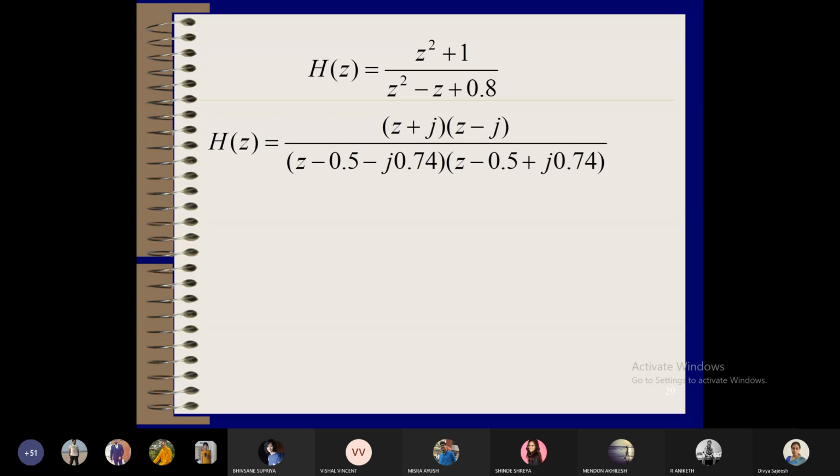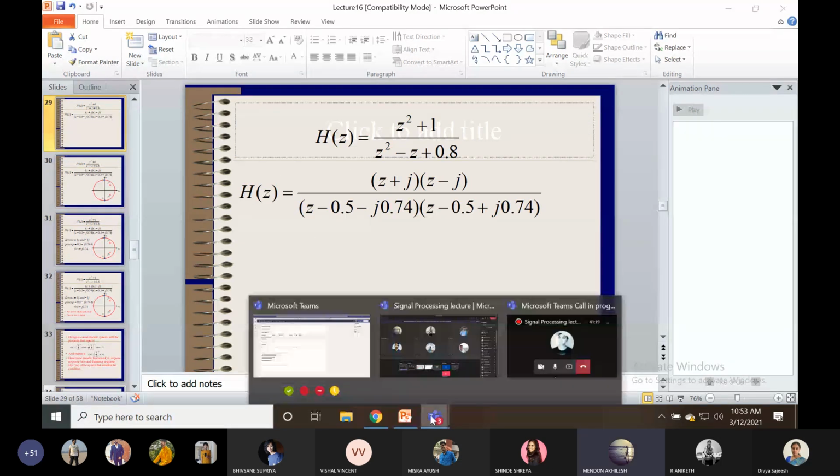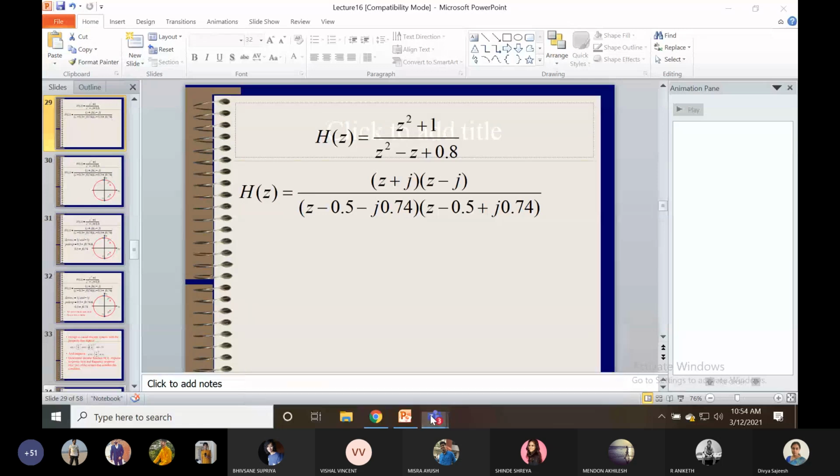So what are the zeros and what are the poles? Zeros are plus and minus j, and poles are 0.5 plus j 0.74 and 0.5 minus j 0.74. So these are the locations of the poles.